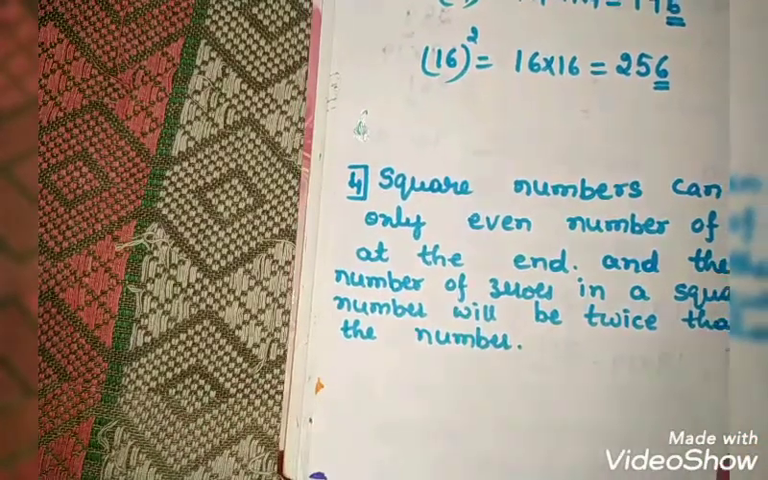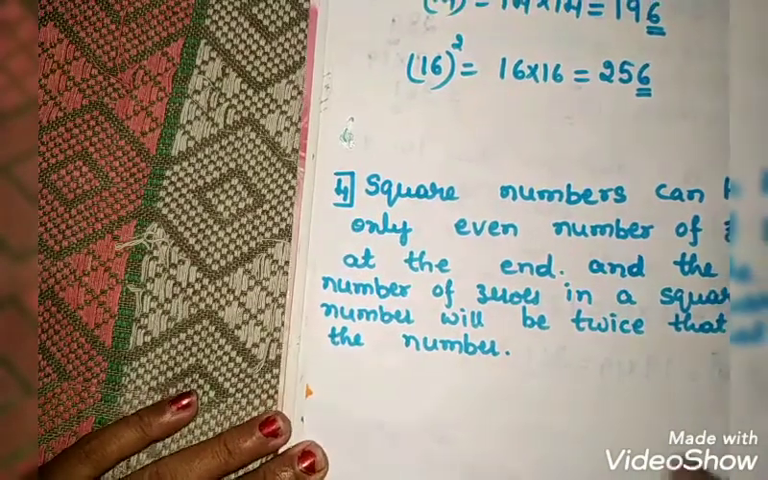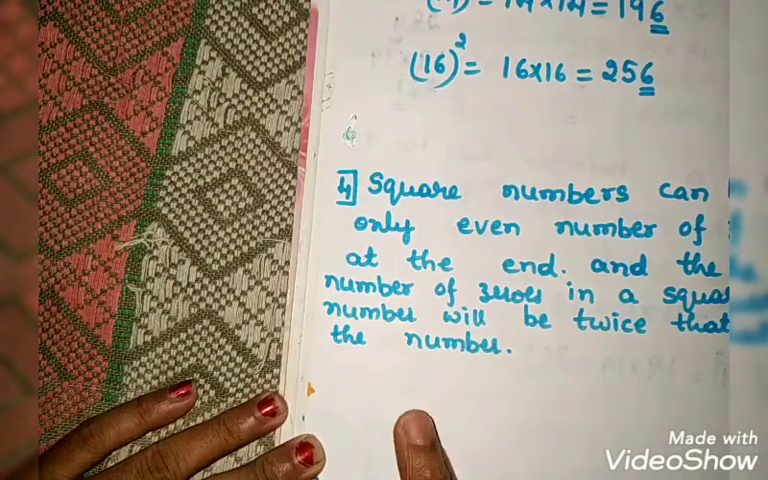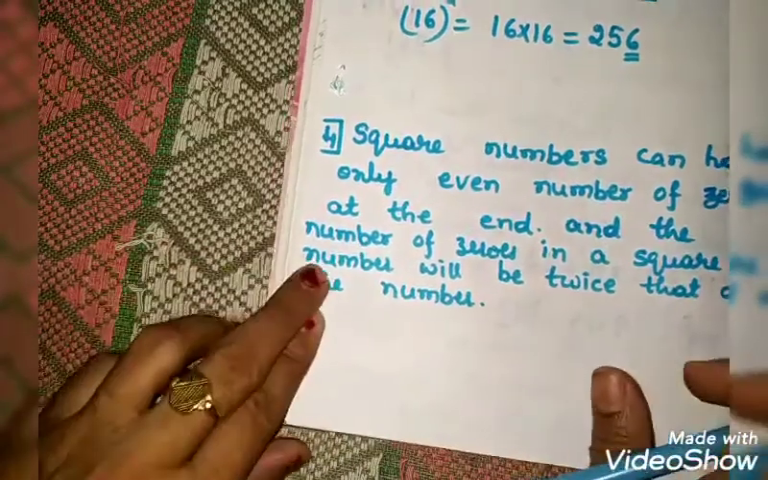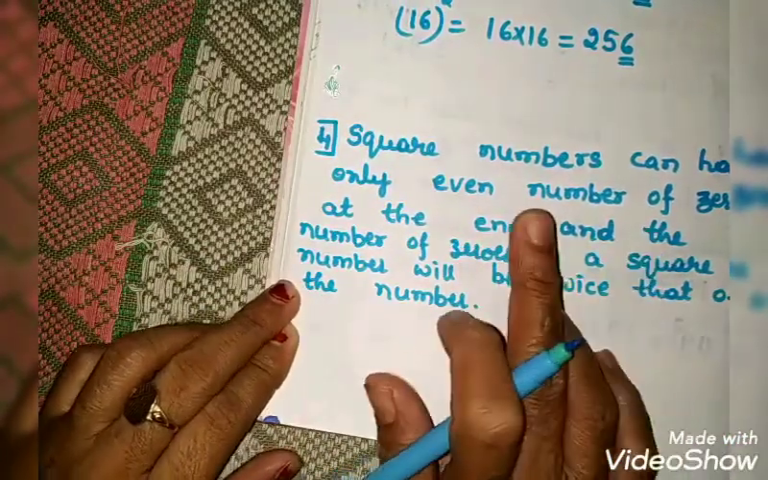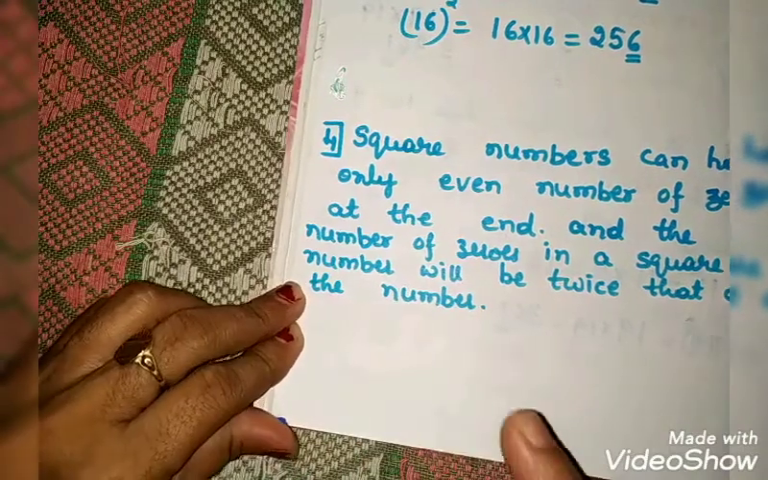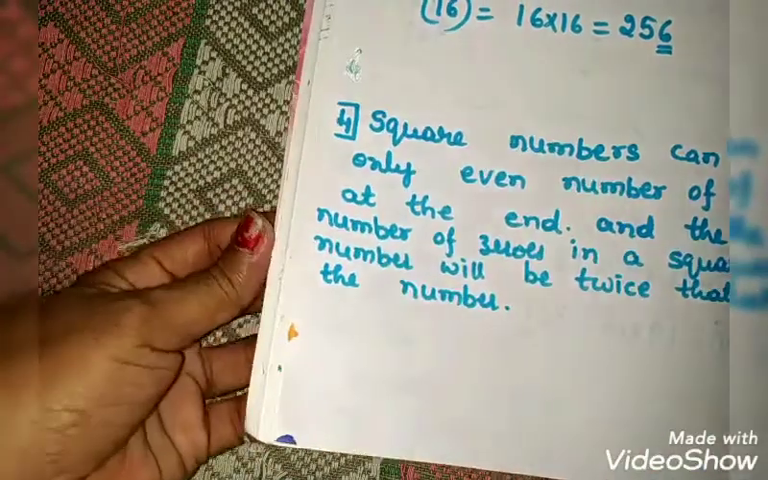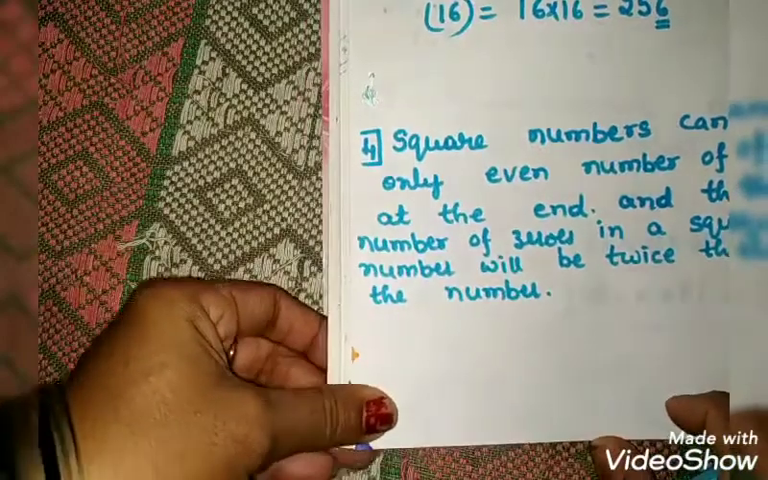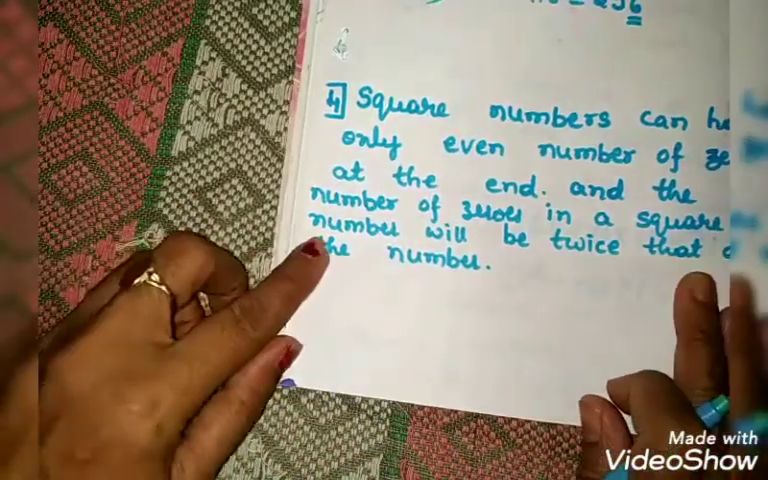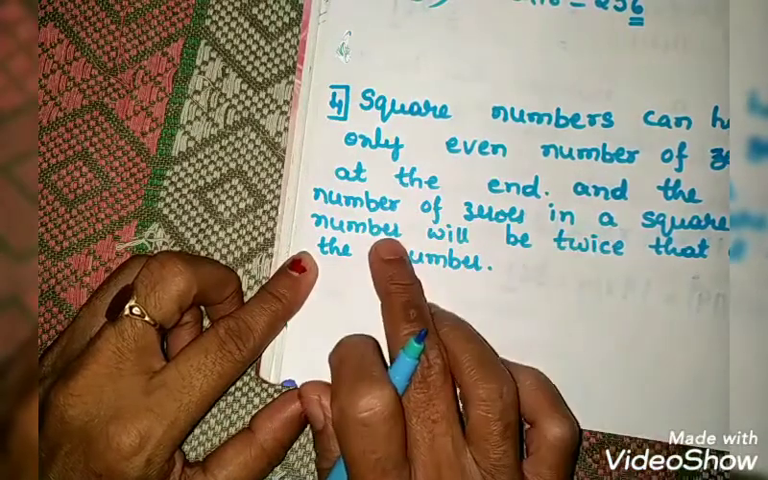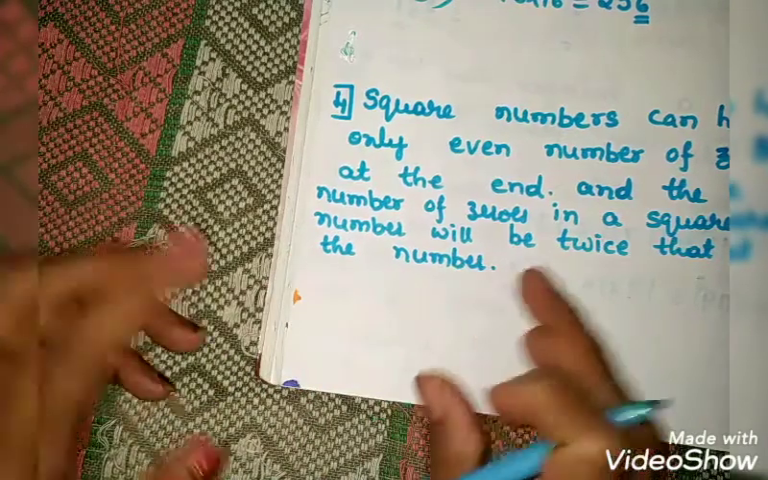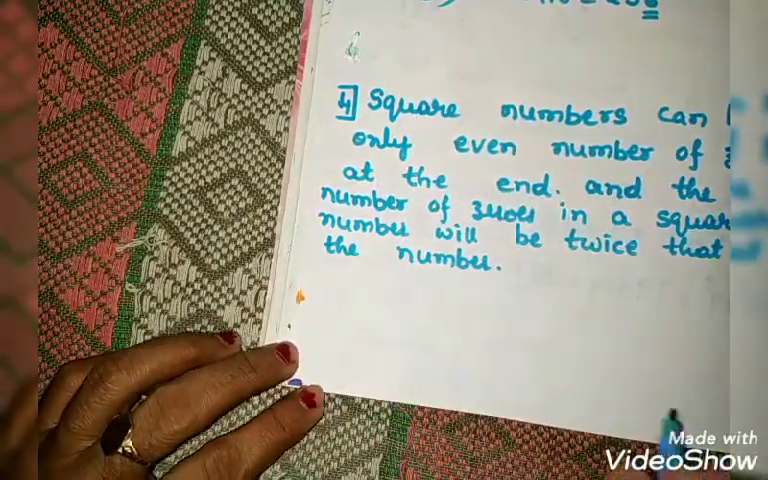Next, let us take one more property of a square number. Square numbers can have only even number of zeros at the end. That is one property, children. Square numbers can have only an even number of zeros at the end. And the number of zeros in a square number will be twice that of the number. What is it? Let us try the first part of this using examples.